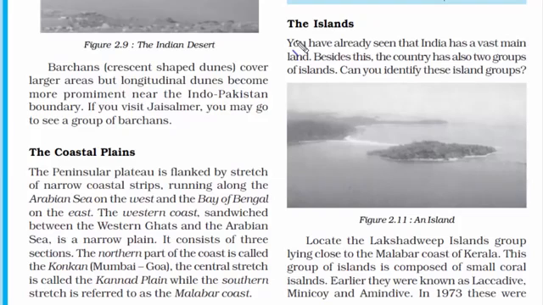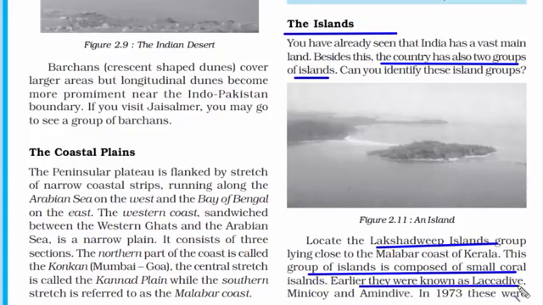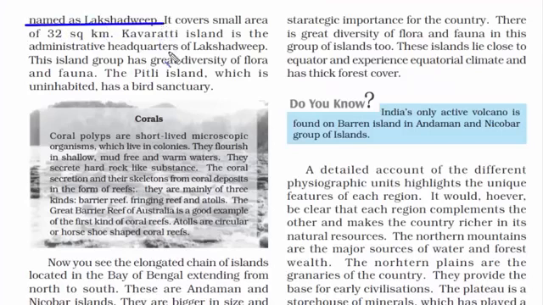And coming to the last feature, the islands. So we have two sets of islands in our country. One is the Andaman and Nicobar in the Bay of Bengal and the other is Lakshadweep in the Arabian Sea. Lakshadweep Island is a small coral island. Earlier it was known as Laccadive, Minicoy, Amindivi, and in 1973 we named it Lakshadweep and the capital as Kavaratti, which is also the administrative headquarters of Lakshadweep.